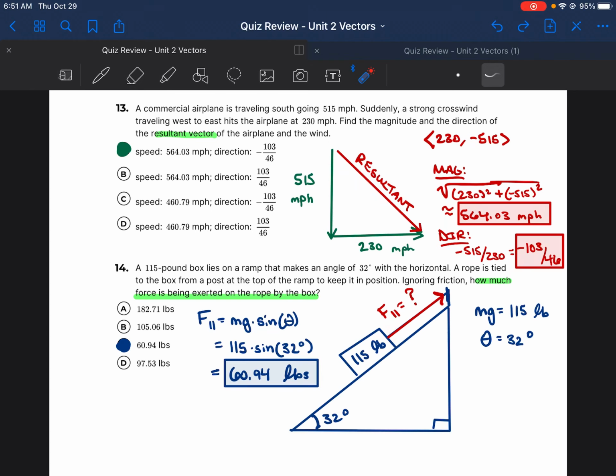Well, we know that the weight, mg, is 115 pounds. We know the angle of incline between the inclined plane and the horizontal is 32 degrees. So our equation is that the parallel force is mg, the weight, times the sine of theta. Again, plugging in our weight and our angle, we get 115 times the sine of 32 degrees, which gives us 60.94 pounds. So the force being exerted on the rope by the box is 60.94 pounds.